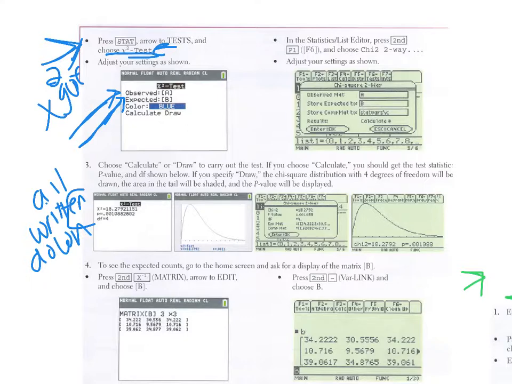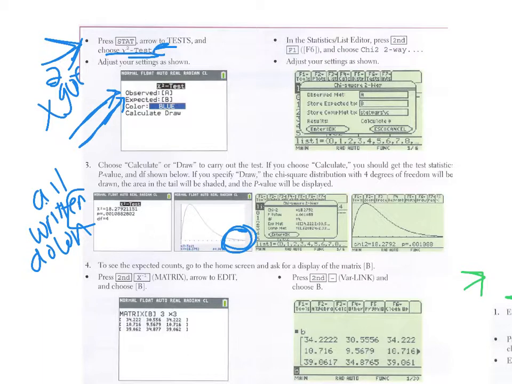If you do the draw, you'll see the chi-square distribution. Remember, they're skewed right, non-negative values, with your 4 degrees of freedom. The area of the tail where the p-value is will be displayed. We have a very small p-value, so you can't really see the very small area that's shaded down there. To see the expected counts, because you'll need to write down your expected numbers when you check your conditions, you can't just say that they're all greater than 5. You need to write them down so they know that you actually checked them.